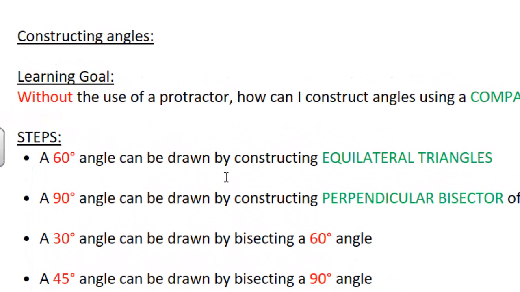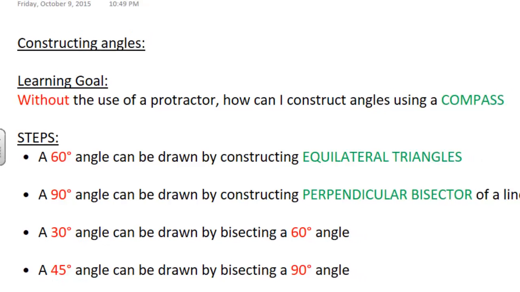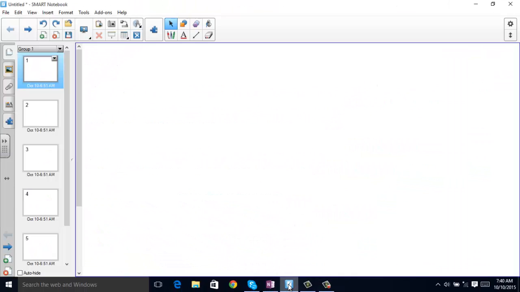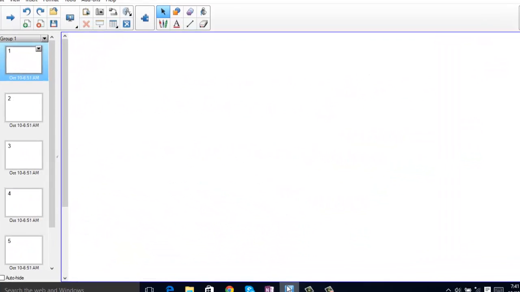A 60-degree angle can be drawn by constructing an equilateral triangle. For sure we know that the equilateral triangle has 3 equal sides and 3 equal angles. 180 divided by 3 equals 60. That's why the best way to get the 60-degree angle is to draw an equilateral triangle. But how can I draw an equilateral triangle using a compass? This is what we're going to see now.